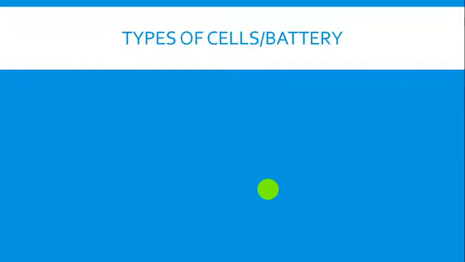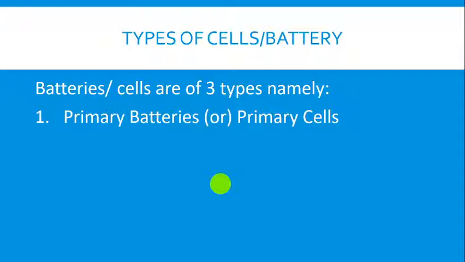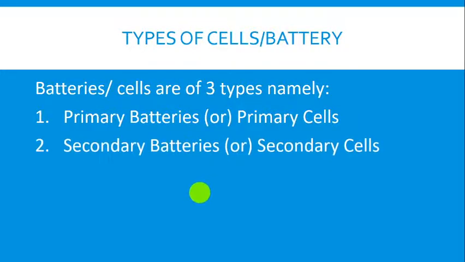Now, what are the types of cells or batteries that we have? Basically, there are three types. The first is primary cells or primary battery. The second is secondary cells or secondary battery, while the third is fuel cells. For the purpose of your exam, only two of these are required, so I will not explain the fuel cell. I will place my emphasis on the explanation of primary cells and secondary cells.